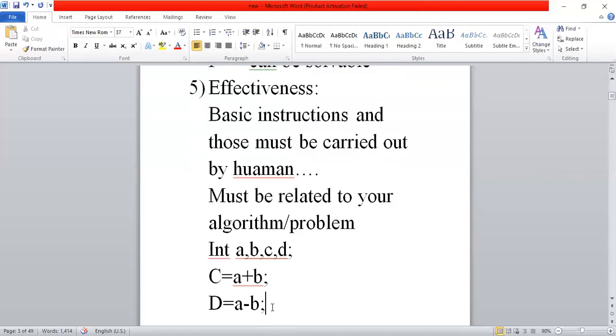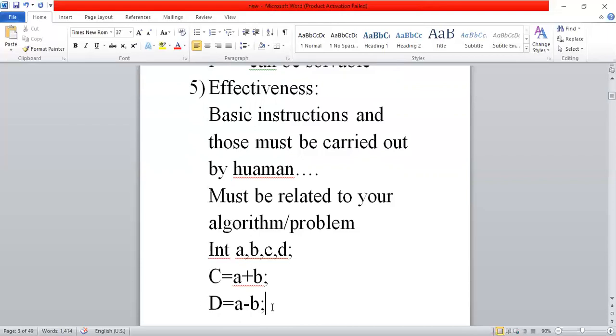So then only we say that all the instructions are effective and related to your problem. Whatever instructions you are writing must be basic instructions, and they must be carried out by a human. By taking pen and paper, you must be in a position to trace out all the instructions. Whatever instructions you include in your algorithm must be related to your algorithm or problem or program.